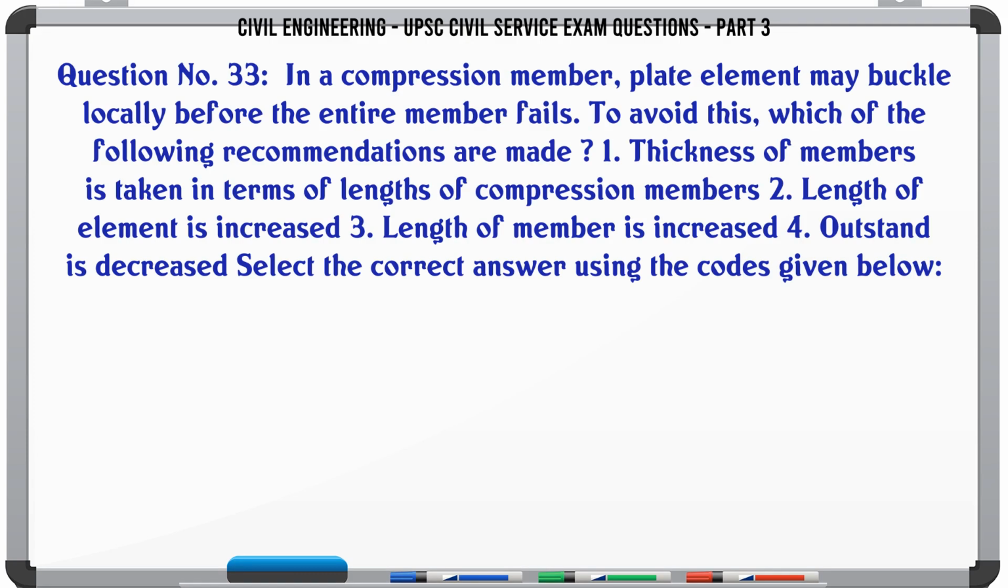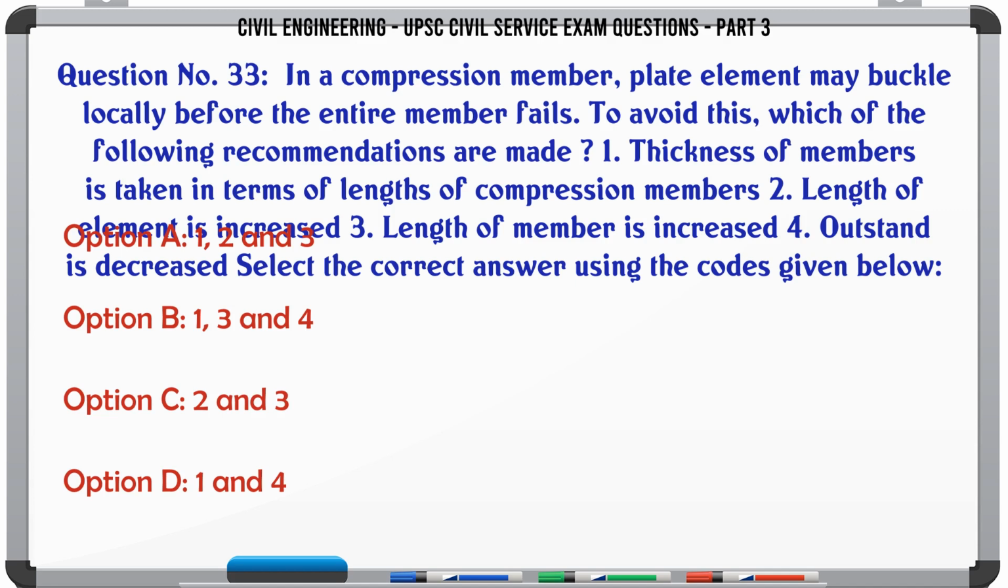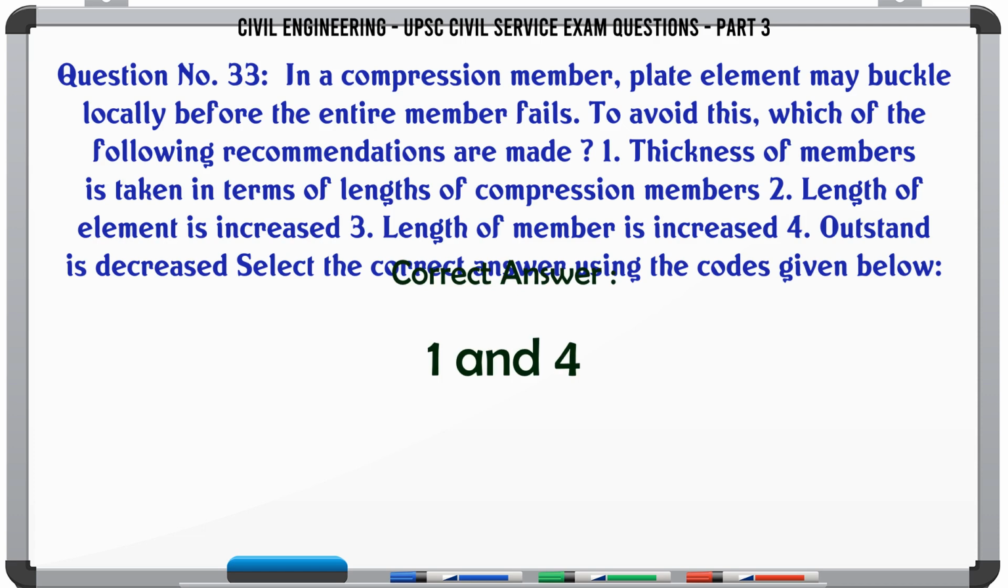In a compression member, plate element may buckle locally before the entire member fails. To avoid this, which of the following recommendations are made? 1. Thickness of members is taken in terms of lengths of compression members. 2. Length of element is increased. 3. Length of member is increased. 4. Outstand is decreased. Select the correct answer using the codes given below. A 1, 2 and 3. B 1, 3 and 4. C 2 and 3. D 1 and 4. The correct answer is 1 and 4.